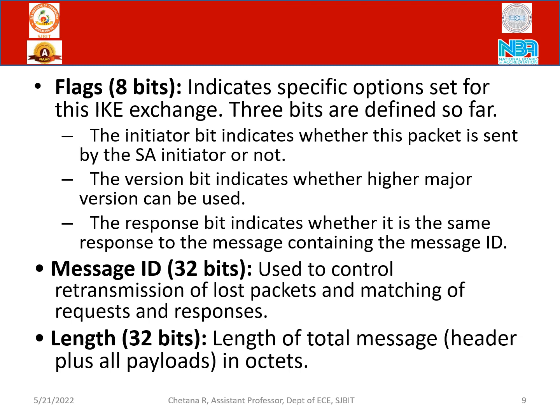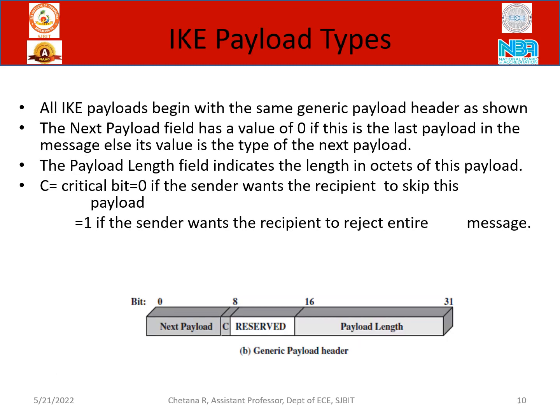Next we have the message ID, which is used to control the retransmission of lost packets and matching of requests and responses. And finally the length of the total message, that is the header plus all payloads, and it is in octets. So this is 32 bits.